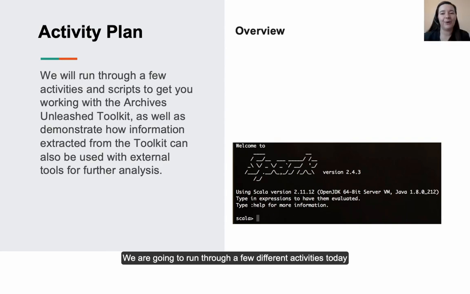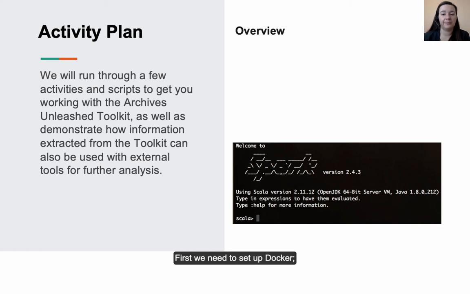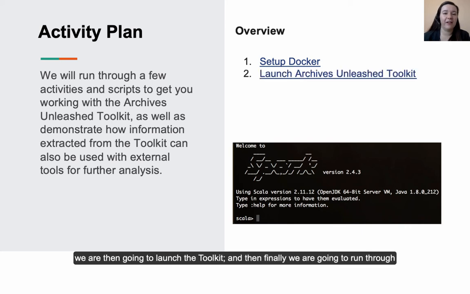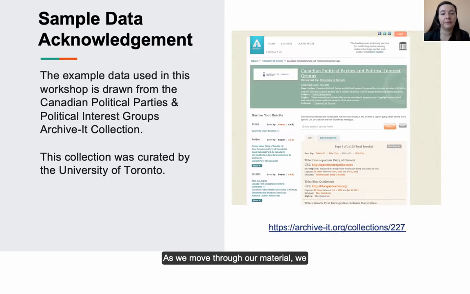We're going to run through a few different activities today with the Archives Unleashed toolkit, and we're going to break it down into three easy steps. First, we need to set up Docker. We're then going to launch the toolkit. And then finally, we're going to run through some example scripts to see what types of information we can extract.